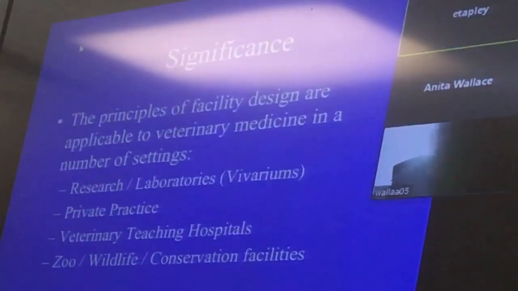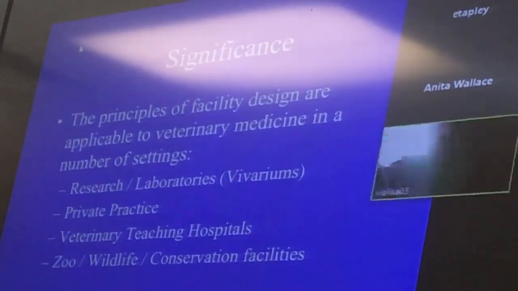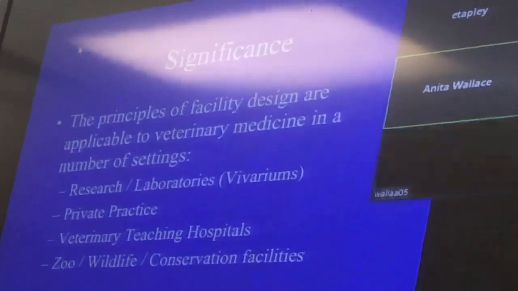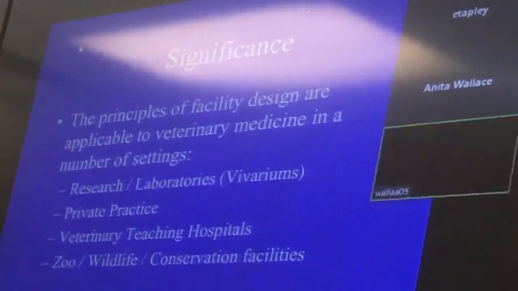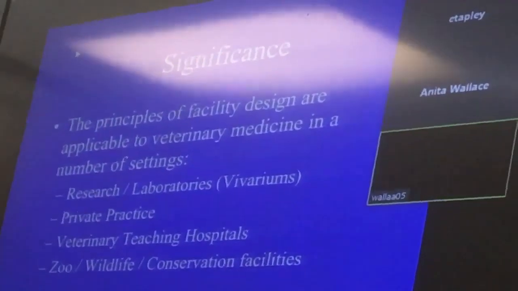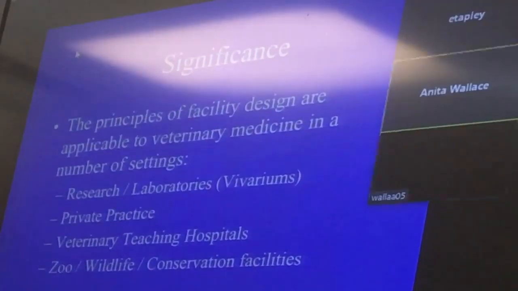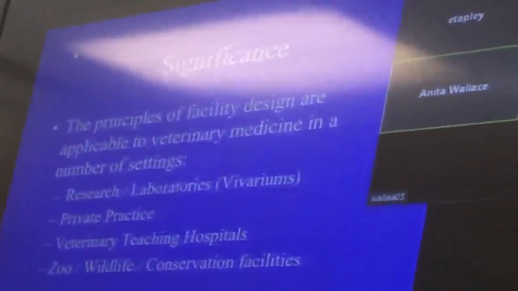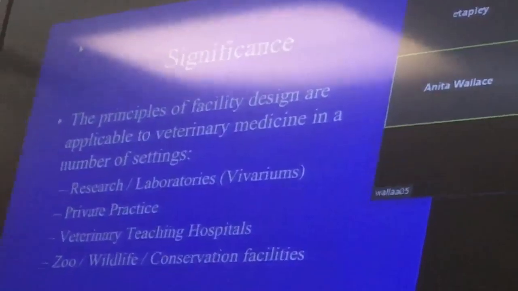And so the significant facility design principles are applicable to veterinary medicine in a number of settings. So the research laboratory setting, what we call a vivarium, a private practice setting, which some of you may be interested in, veterinary teaching hospitals, and zoo and wildlife and conservation facilities also have various design criteria that are specific to their environment.